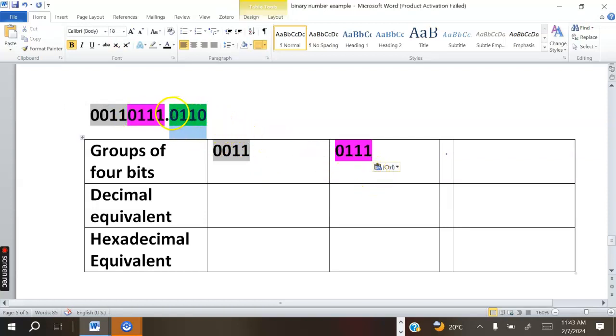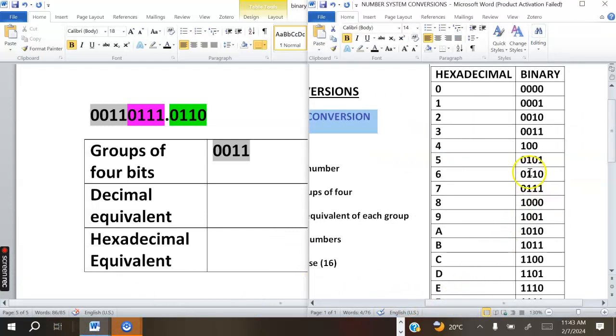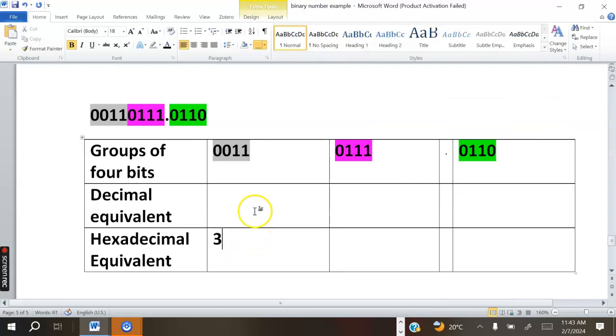Then the other group, we have a point, then the last bunch, 10. Then after that, the next step is to get the value. We can use our table to get the number for 0, 0, 1, 1. This is equivalent to 3, as you can see. This is our 3, binary to hexadecimal, so this is 3. 3, of course, is also the same as 3 in the decimal number system. So this is also 3.